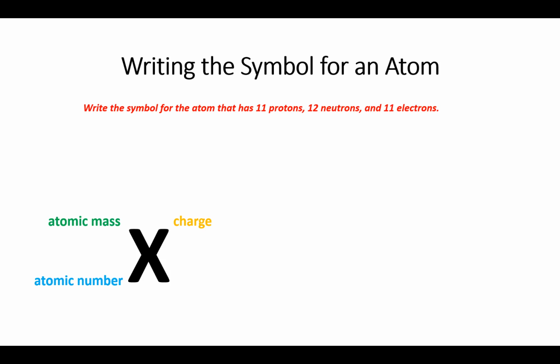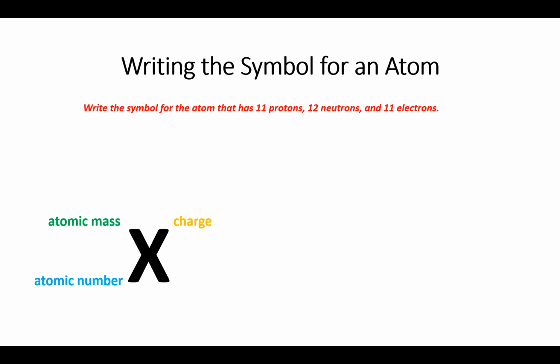This is the point in time where you need to have a periodic table in front of you. If you don't have one, please go and find one and be looking at these numbers as we walk through examples. Otherwise, you won't get the most out of this tutorial. Written in red is some information for us.